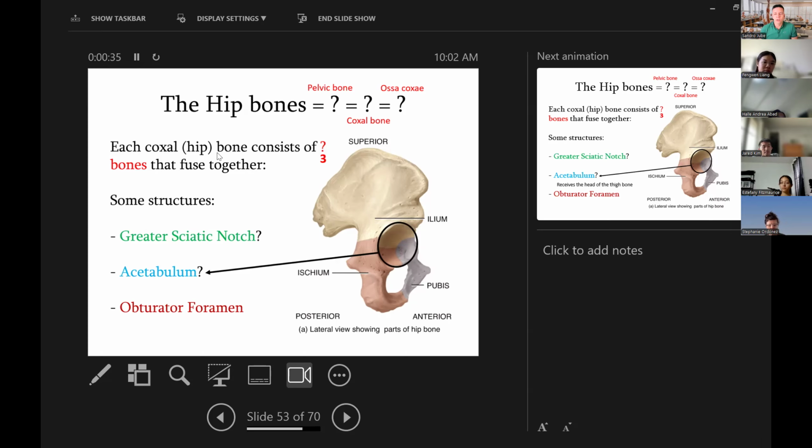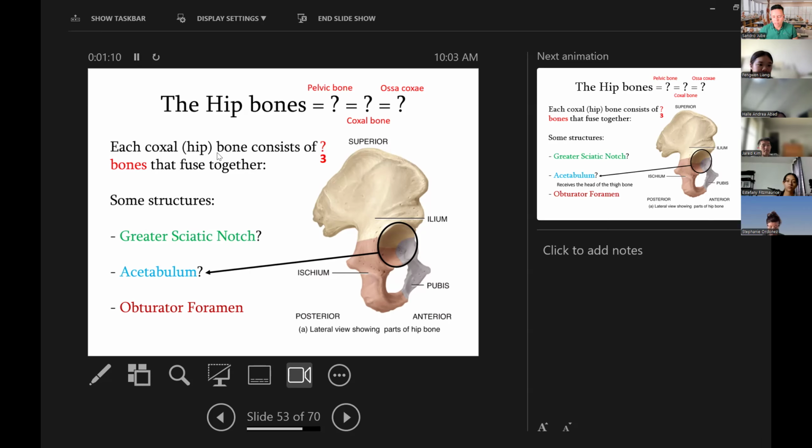And one of the markings I want you guys to know is this curved surface on the hip that we call the acetabulum. And the acetabulum is covered in articular cartilage, okay? Just like the glenoid cavity of the scapula. Why are we going to have articular cartilage covering the acetabulum? Well, that is because the acetabulum will articulate with the head of the femur, forming our hip joints.